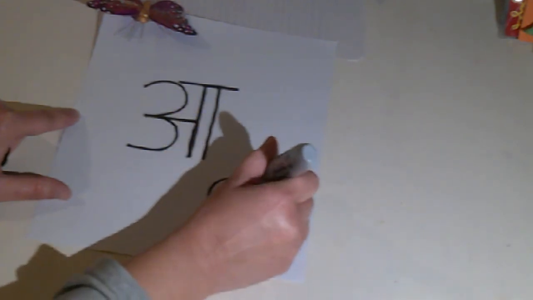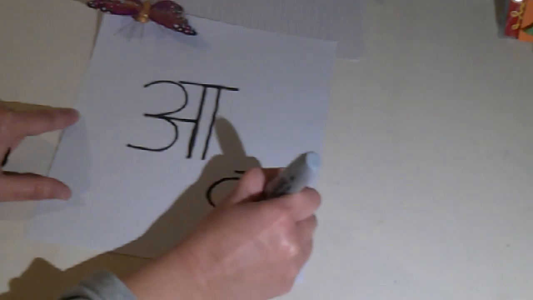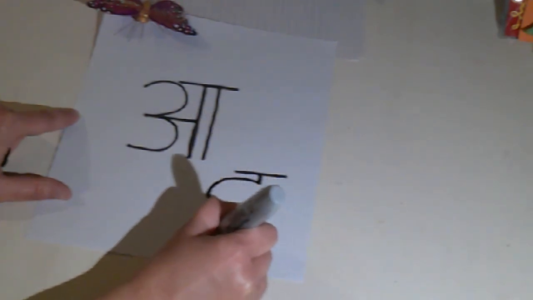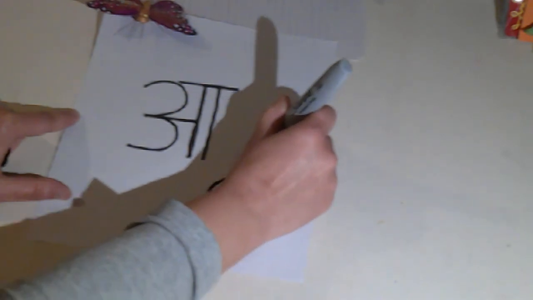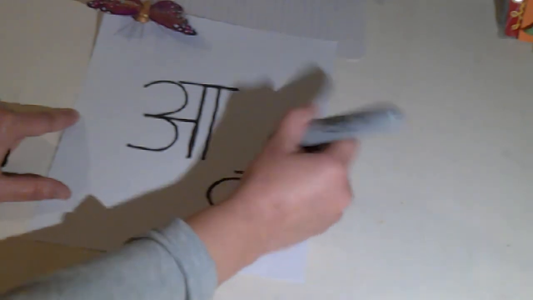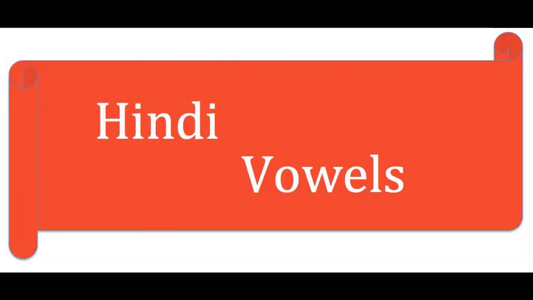For the big E, we would draw again the S with the loop at the bottom, make sure it's good, and a crown on the top. This will be E. A, E. We will now focus on the vowels O, oo, e.